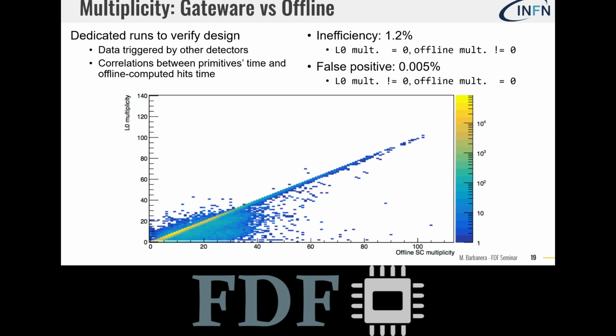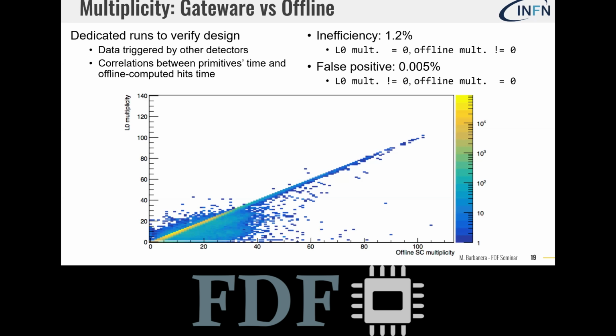From this plot, we see that the correlation is quite good, apart from some data here, but also from this we can compute the inefficiency of the system and the false positive probabilities. The inefficiency is computed as the sum of cases in which the number of hits in the primitives were 0, but in the offline computation not, and the false positive is the opposite situation, obtaining an inefficiency of just 1.2% and the probability of false positive of close to 0.